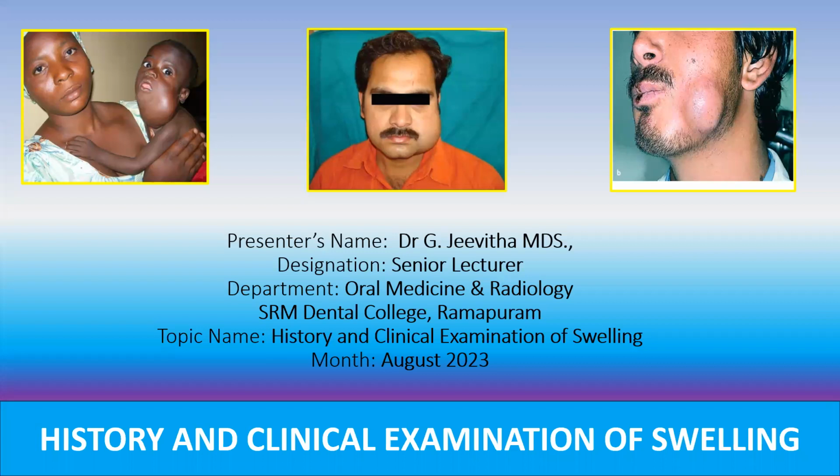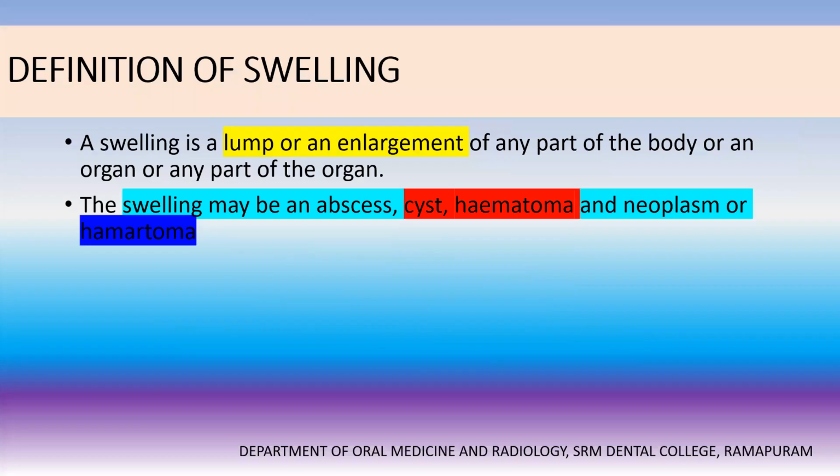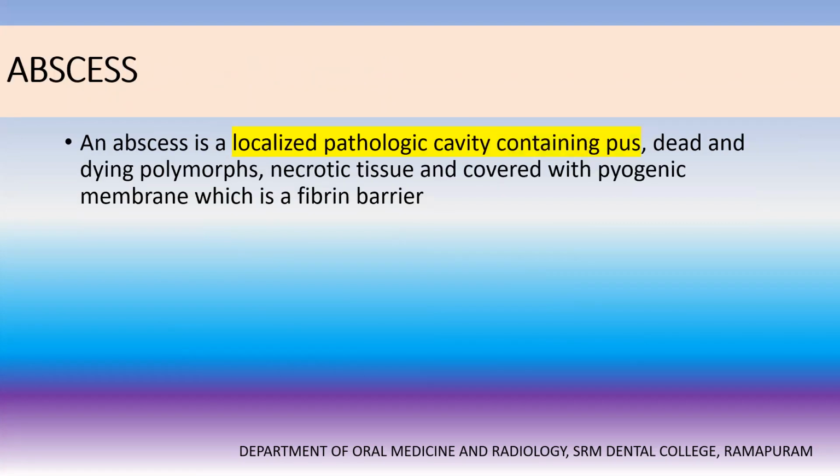Today we will be seeing a class on history and clinical examination on swelling. There are a number of swellings which present at the OPD department of an oral medicine department. The definition of a swelling is a lump or any enlargement in any part of the body or an organ or any part of the organ. The swelling may be known as an abscess, a cyst, a hematoma, a neoplasm, hamartoma, or choristoma.